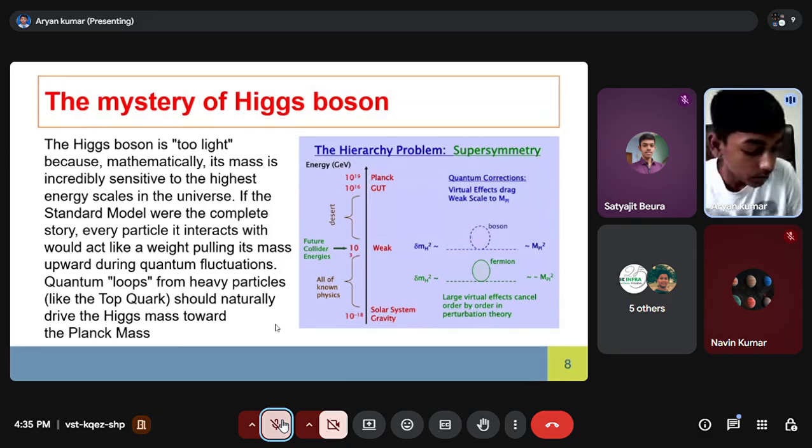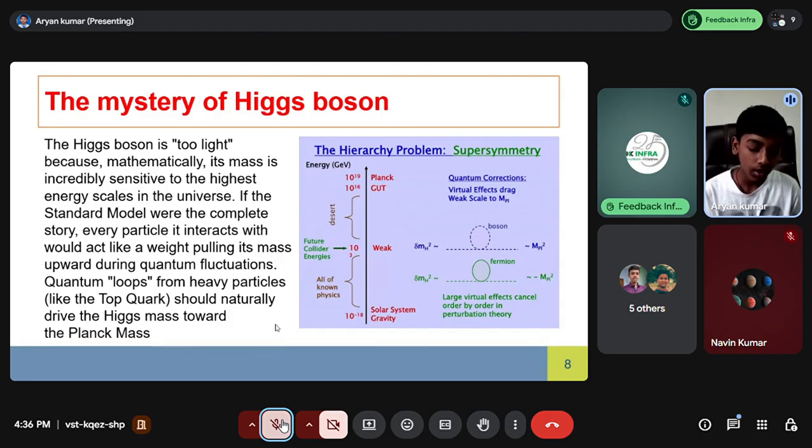So one thing is called quantum loops. What happens is that the top quark interacts with the Higgs boson, which has no spin. It would give it some mathematical mass, a weight. And there are trillions and billions of these top quarks popping in and out of existence in a very small space. So mathematically it should have gone to the Planck mass, which is trillions and billions of times more massive than its current state.